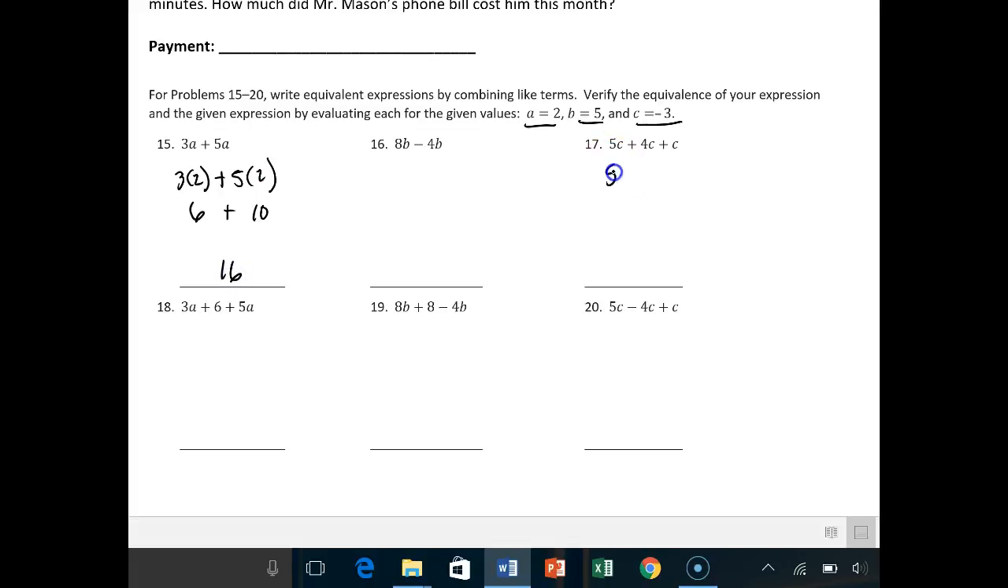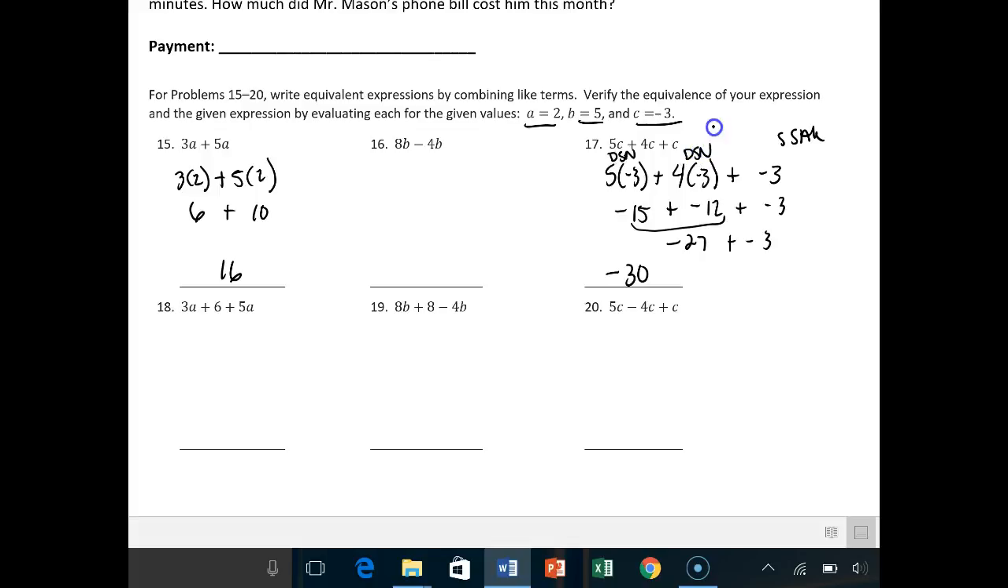Number 17, 5 times -3 plus 4 times -3 plus -3. So we have -15 plus -12 plus -3. This gives us right here -27 plus -3, so we get -30. It was nice that it was all SSAK, there was no DSSN. And then remember, this is DSN, different signs negative. Got to remember to organize the rules for multiplication and division and addition and subtraction for integers in your head.